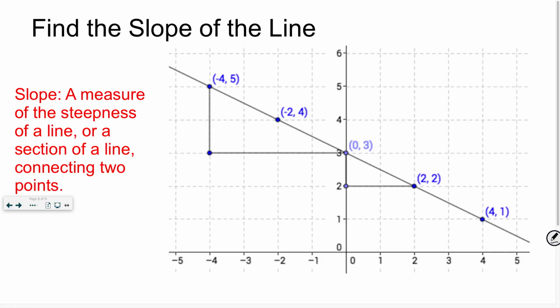A measure of the steepness of a line or a section of a line connecting 2 points. That is the slope. So think about a ski slope, right? How fast is it going down? Is it flat? Is it really steep? Any type of that value, like what's the angle of it going down, or how is it moving? That's the slope. So we talk about slope when we're talking about lines.